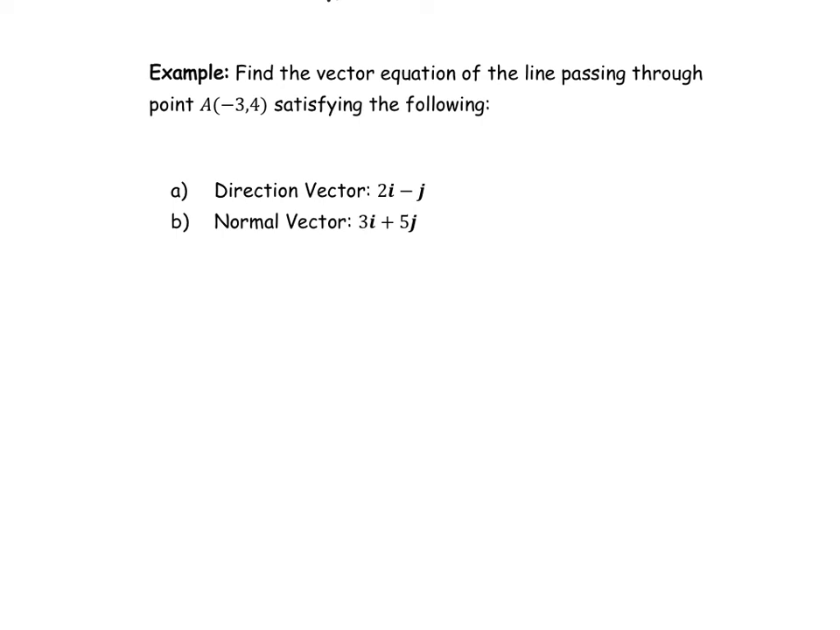Find the vector equation of the line passing through this point satisfying the following. I should rewrite these notes, but it has direction vector 2i minus j. Okay, so all that means in part A is that I'd write a vector equation of a line passing through negative 3, 4 with a direction of 2, negative 1. That would be satisfying part A. Boom. Passes through negative 3, 4, has a direction of 2, negative 1.